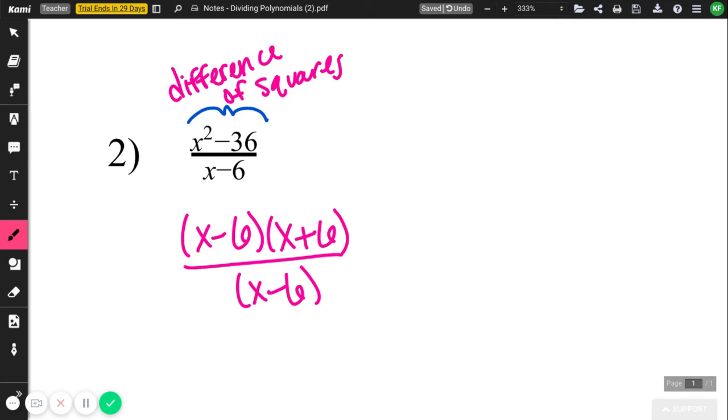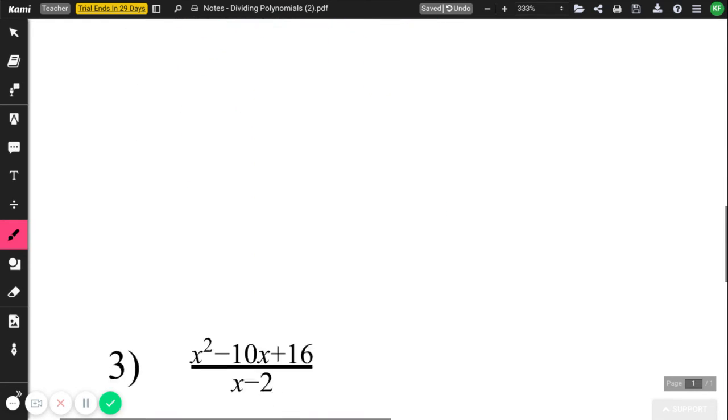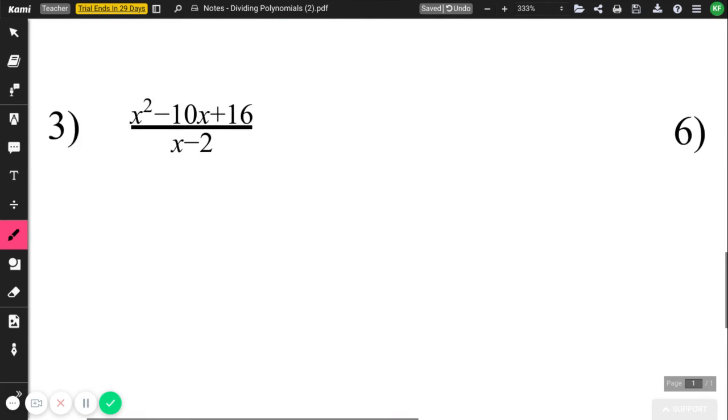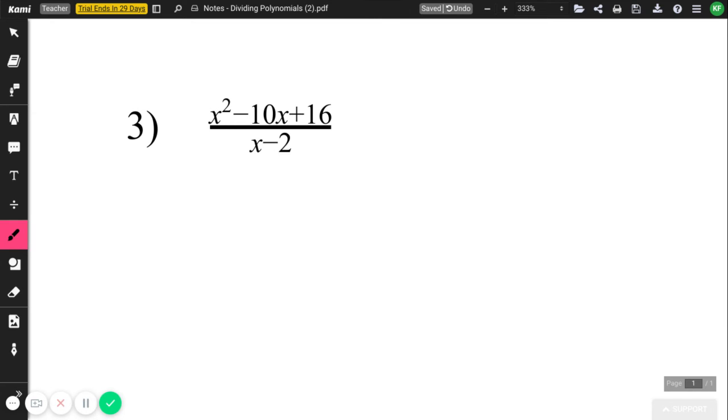And I'm going to divide that by x minus 6. So I want to simplify by canceling out the x minus 6, which means my answer of x squared minus 36 divided by x minus 6 is x plus 6. That was a lot of x's. So easy, so simple. Let's do this one, and then we'll do a couple more on the other side, but leave something for you to practice on your own.